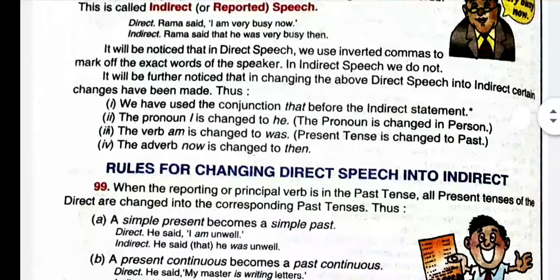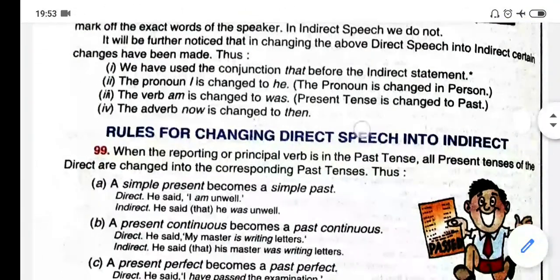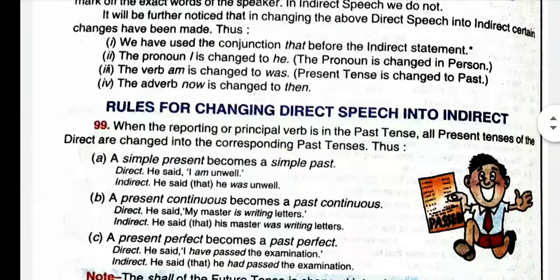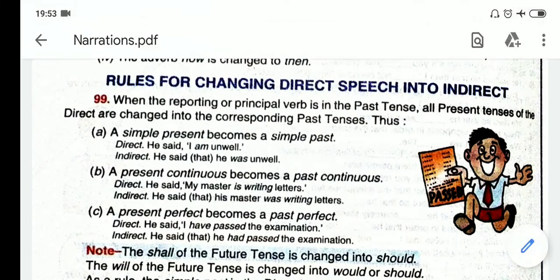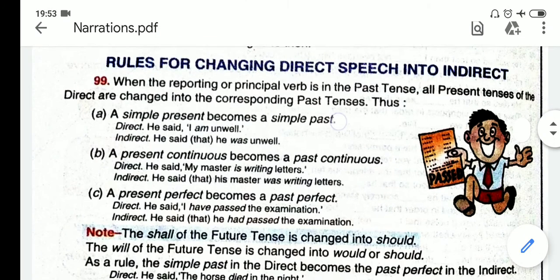Now see, rules for changing direct into indirect speech. Listen very carefully. Make notes of these two. When the reporting or principal verb is in the past tense, all present tense of the direct are changed into corresponding past tense. मैं आपको explain करता हूँ इसको.